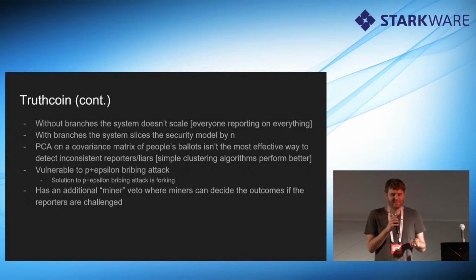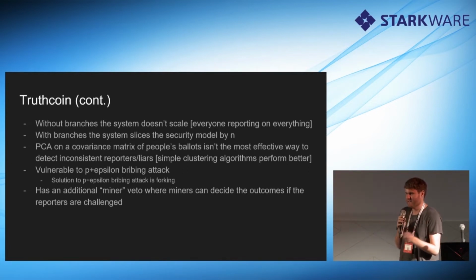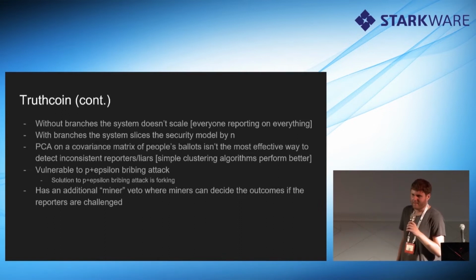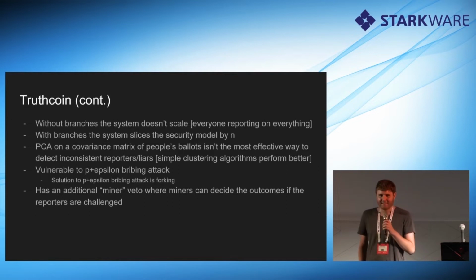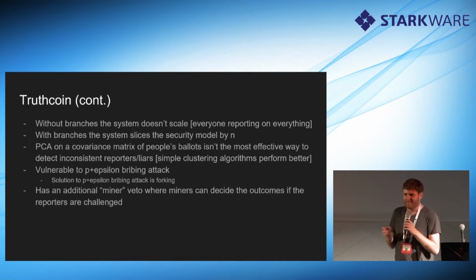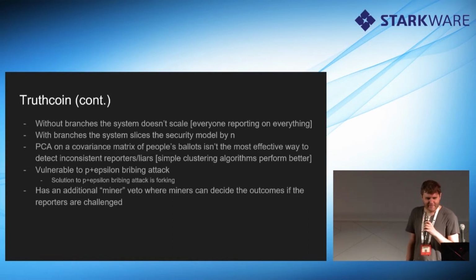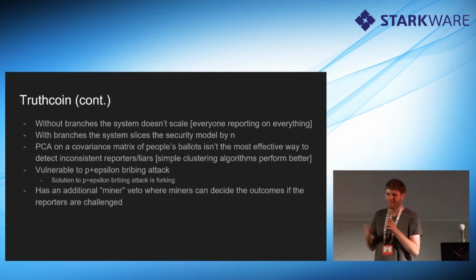With branches, the system essentially slices the security model by a factor of n, because each branch is its own universe. You can envision that if there's some asset that you're staking, and the asset's different for each individual branch, you're basically decreasing the security model by splitting it up across these different universes. It has some other problems too.